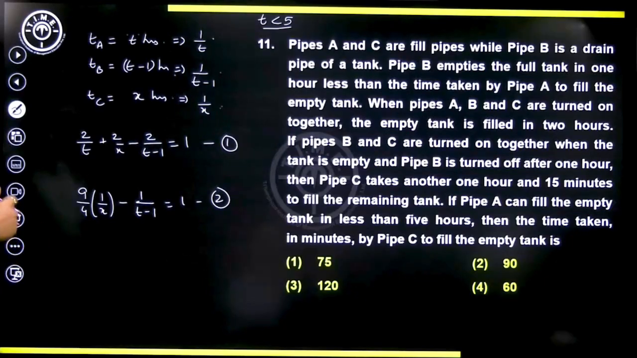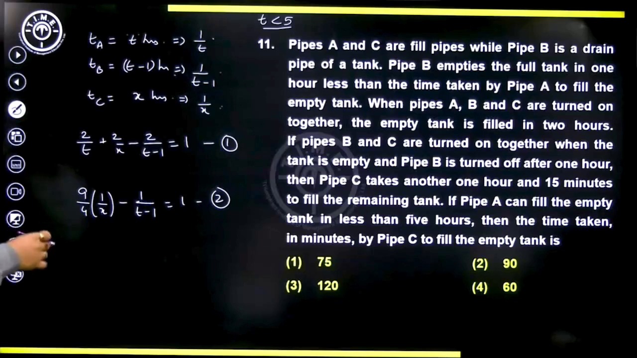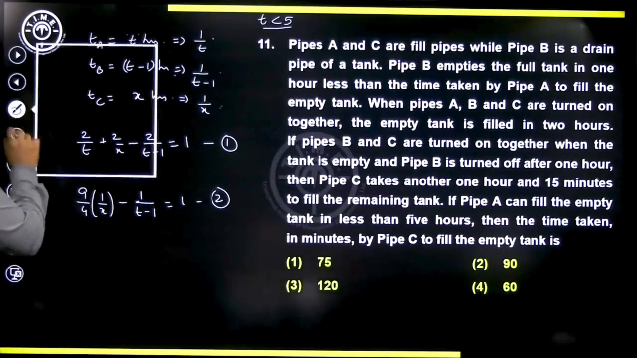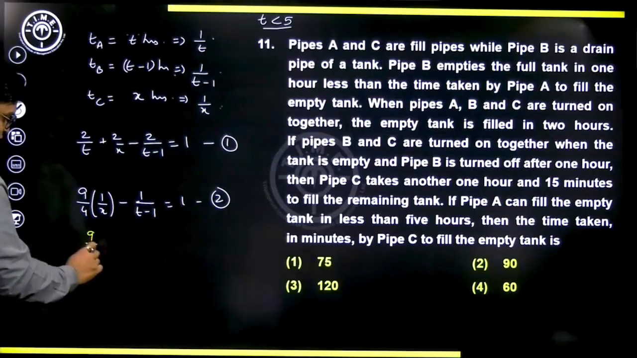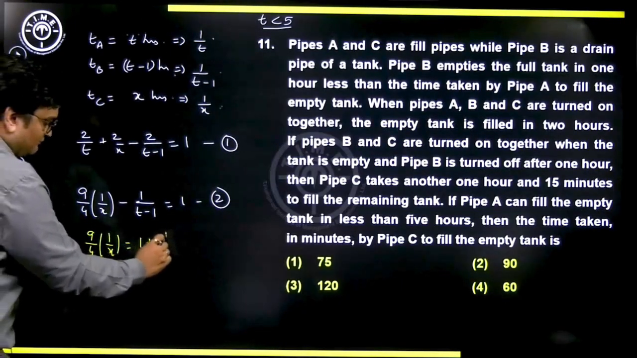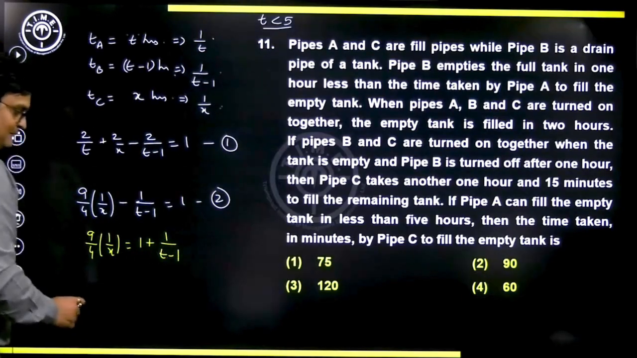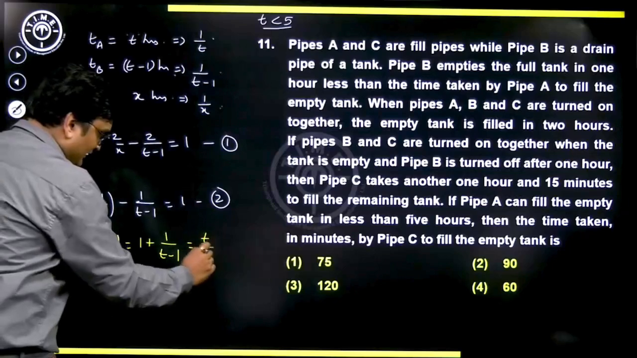First we have to eliminate X. Do it like that. Let's try to do it. So from equation 2, I can write 9 by 4 into 1 by X as 1 plus 1 by T minus 1, isn't it? When you simplify it, it will be T minus 1 plus 1, T by T minus 1.